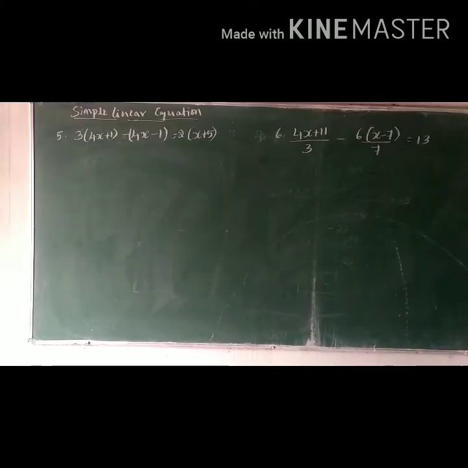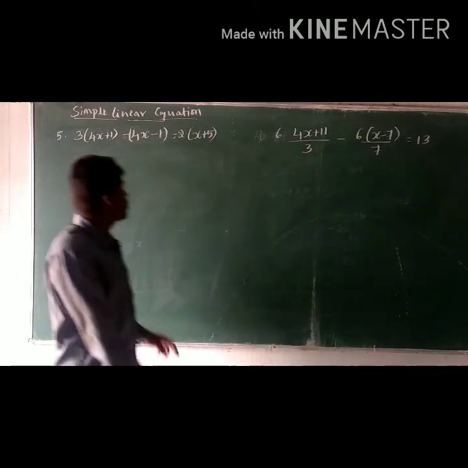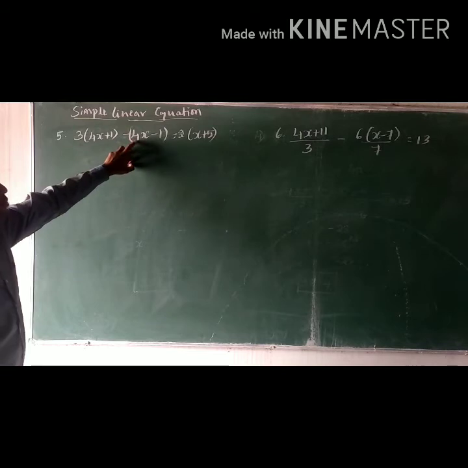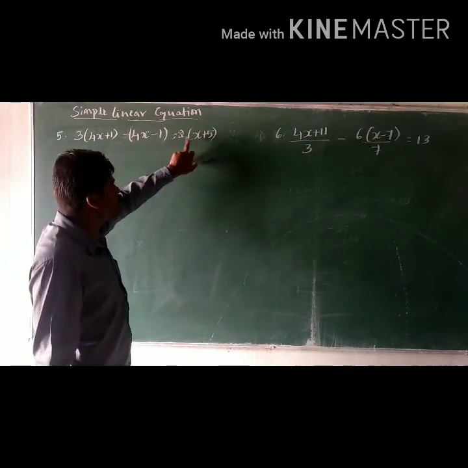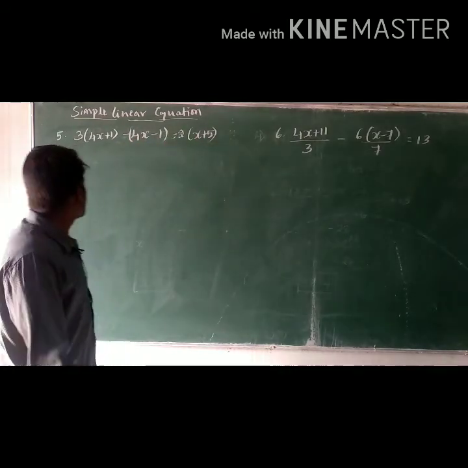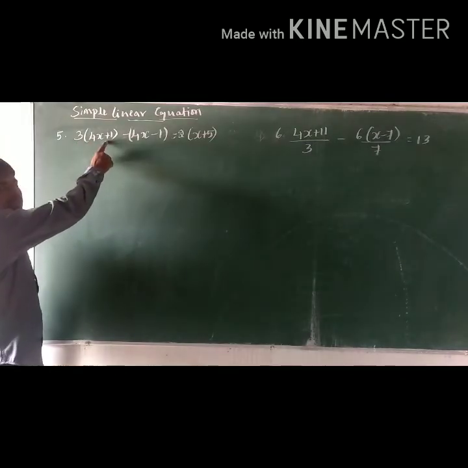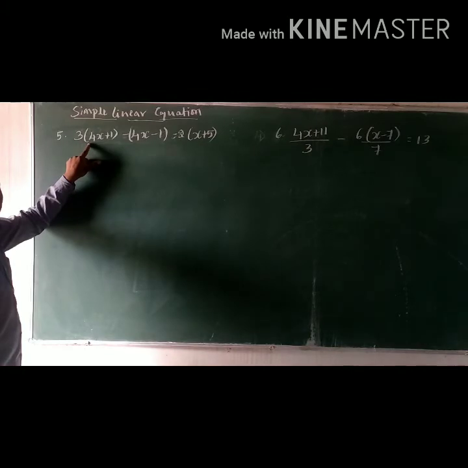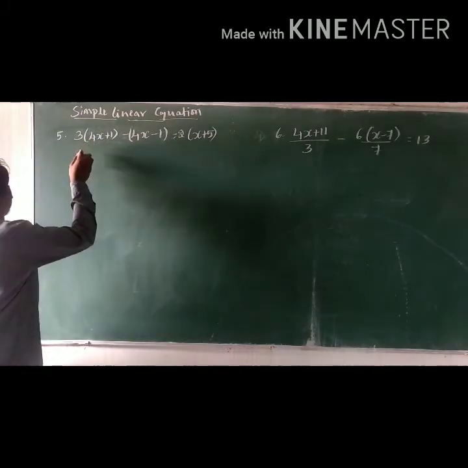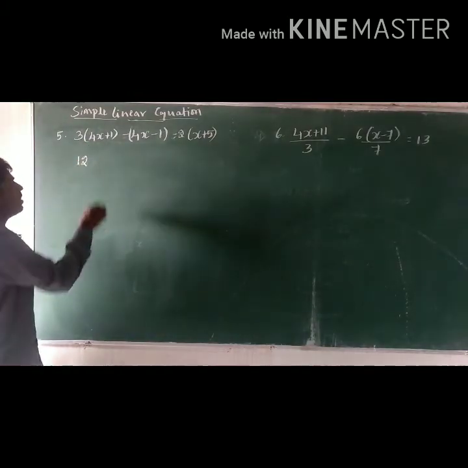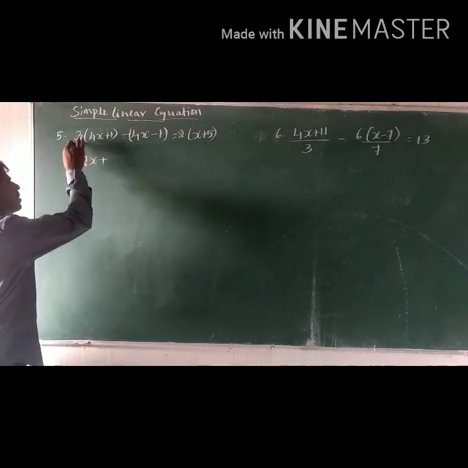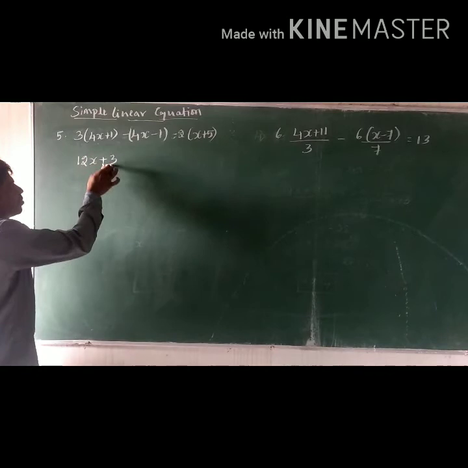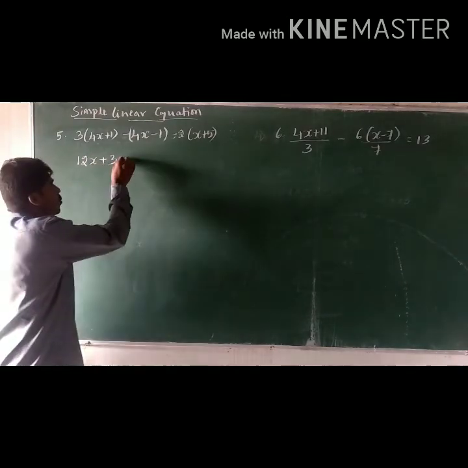Let's see the fifth problem. The fifth problem is 3(4x plus 1) minus 4x minus 1 is equal to 2x plus 5. Now with this 3, we are going to multiply the bracket, because within the bracket we consider it as multiplication. Now 3 fours are 12, 12x plus 3 into 1 we get 3. Here plus into plus is equal to plus only, plus 3. Now write the rest the same.